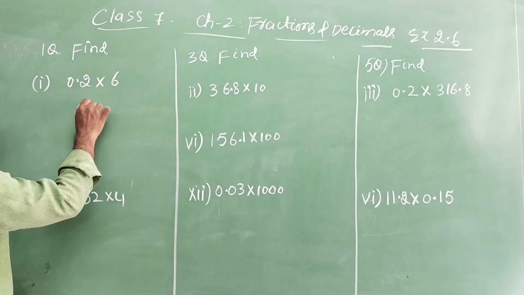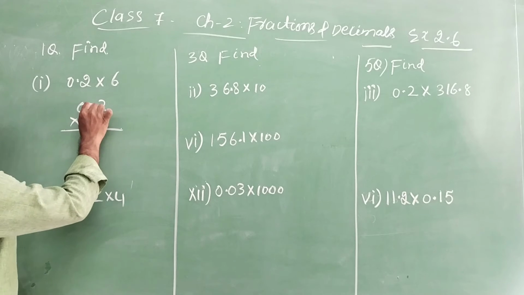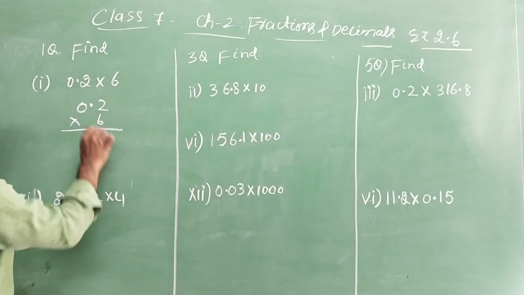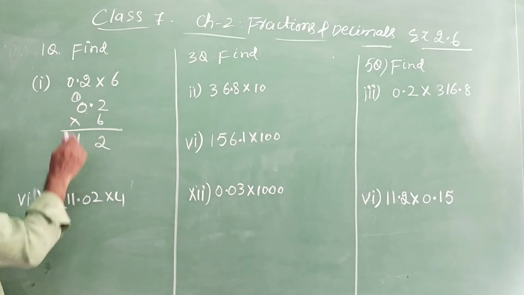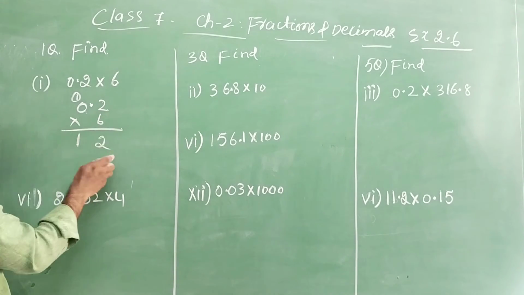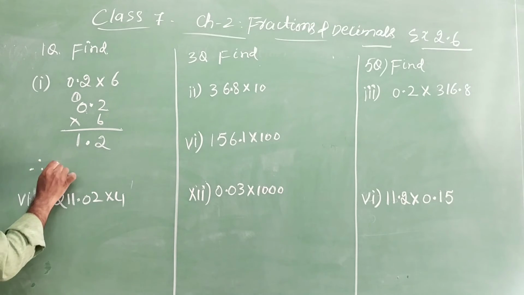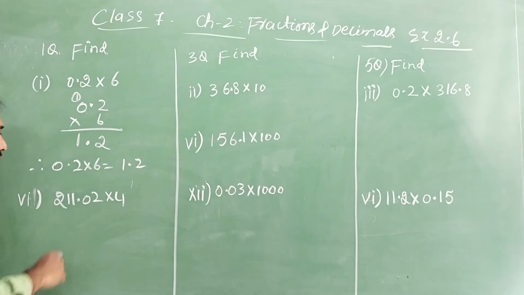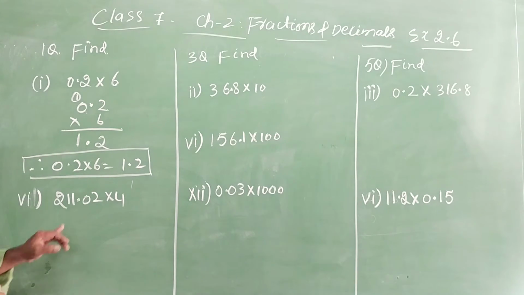So 0.2 into 6. Normal multiplication. Ignore the decimal point. 6 2s are 12. 1. 6 zeros are 0, plus 1 is 1. So now, how many decimal digits are there after the decimal point? Here 1. So count from the right side and place it. 1.2. Therefore, 0.2 into 6 is equal to 1.2. I hope it is clear to you in this. Let us go to the next question.